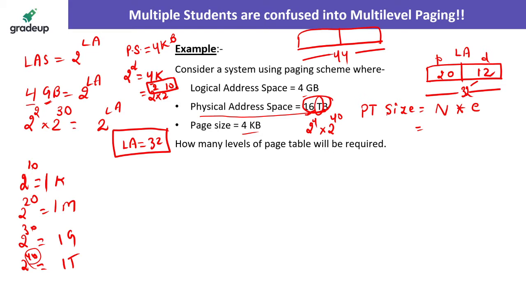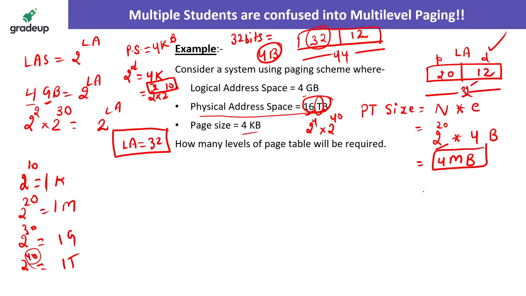And please remember, here the page size is equal to frame size. So the offset will be 12. Now 44 minus 12 is 32. So basically 32 bits will be used for E. So you can say 2 power 20 multiplied by, now 32 bits is equal to 4 bytes, right? So you can say 4 bytes. Now the page table size will be 4 MB.